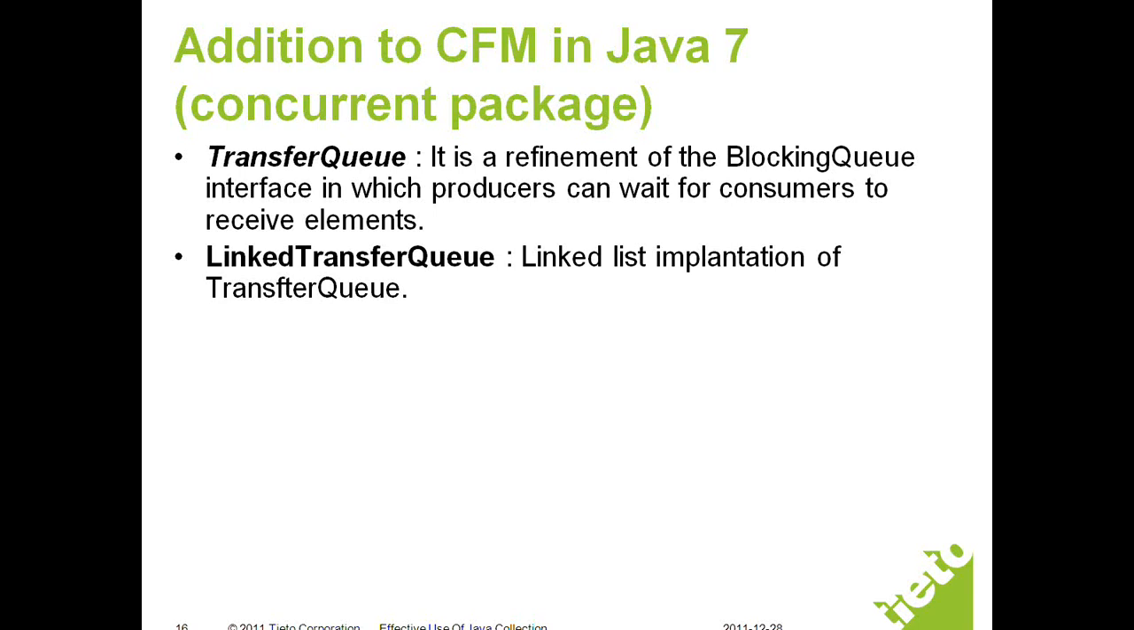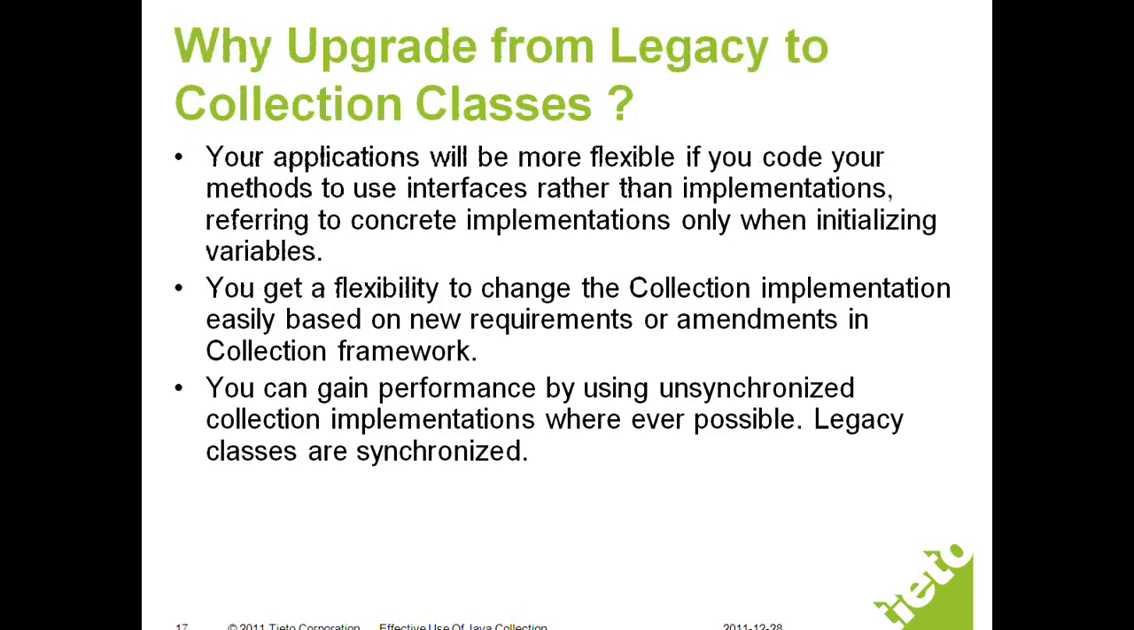Now this was just an introduction to the different classes and interfaces added over time. So now we'll talk about different things and the best practices. Why should we upgrade from the legacy to the collection classes? Let's say in earlier times, when we didn't have the collection framework, we wrote code with Vector and Hashtable and all those things. So should we upgrade it? My answer is yes. And why should we go for that?